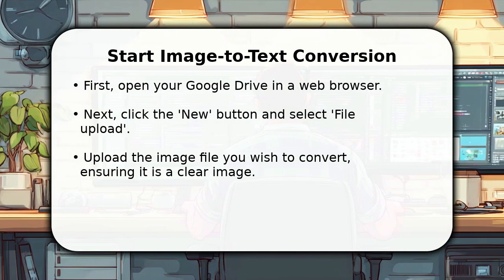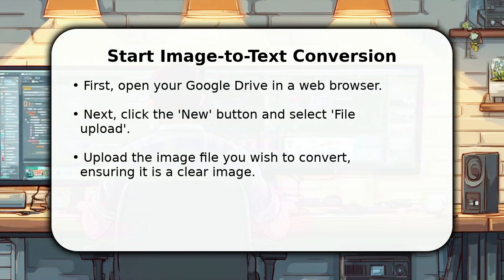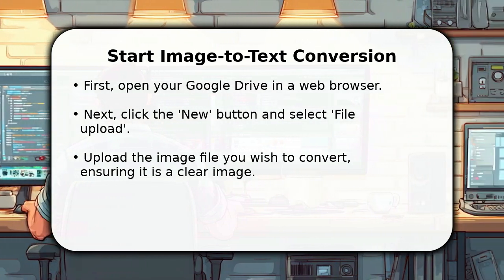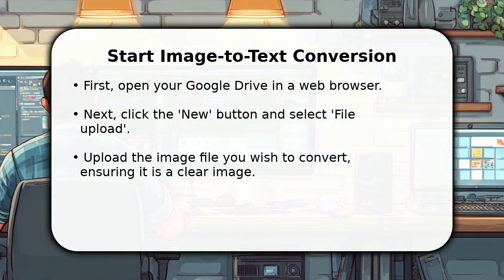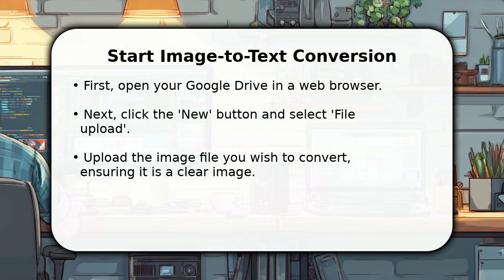Once there, locate the New button, typically positioned on the left side of your screen. Click New, then select File Upload, and choose the image file you want to process. This initial step is crucial for getting your image into the Google Docs ecosystem.